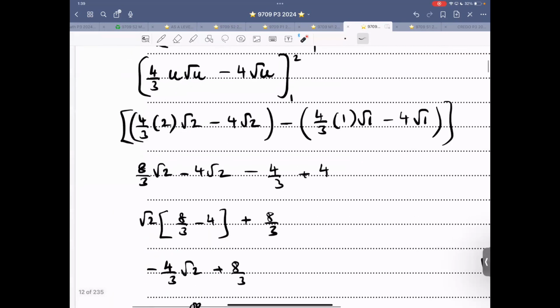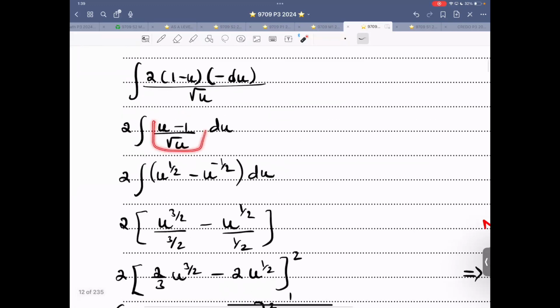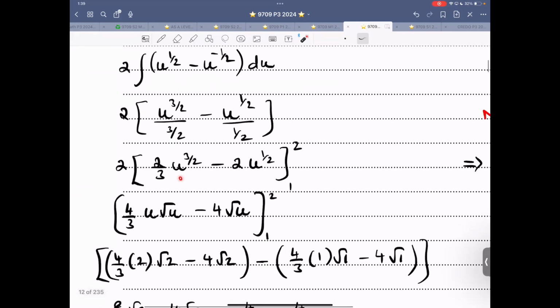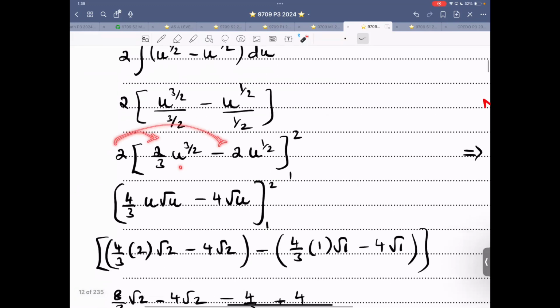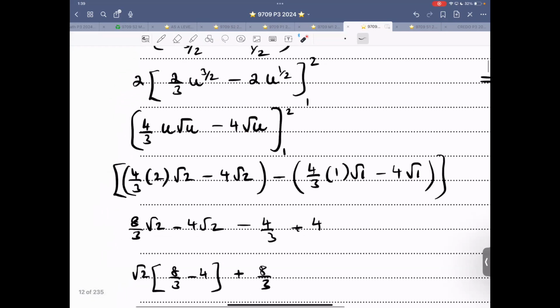So now let me put things over here. First, simplify this thing according to indices. Integrate each term, simplify again. I multiplied both terms by 2. So this is 4 over 3. U raised to power of 3 over 2, I have written as u square root of u. And this, u raised to power of half, is root u.